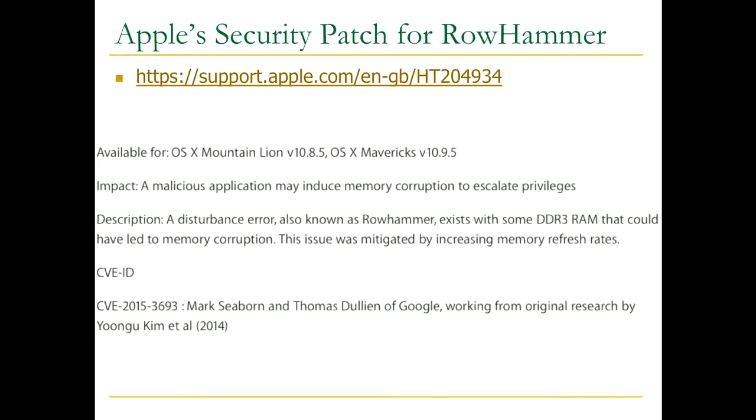Actually, we did get back to the refresh now. So Apple's patch, along with others, to the Rowhammer problem is... Basically, I'll read this over here. A disturbance error, also known as Rowhammer, exists with some DDR3 RAM that could have led to memory corruption. They're very careful about this, I guess. This issue was mitigated by increasing memory refresh rates. They could do this because they can release a software patch that changes the refresh rate in the memory controller.